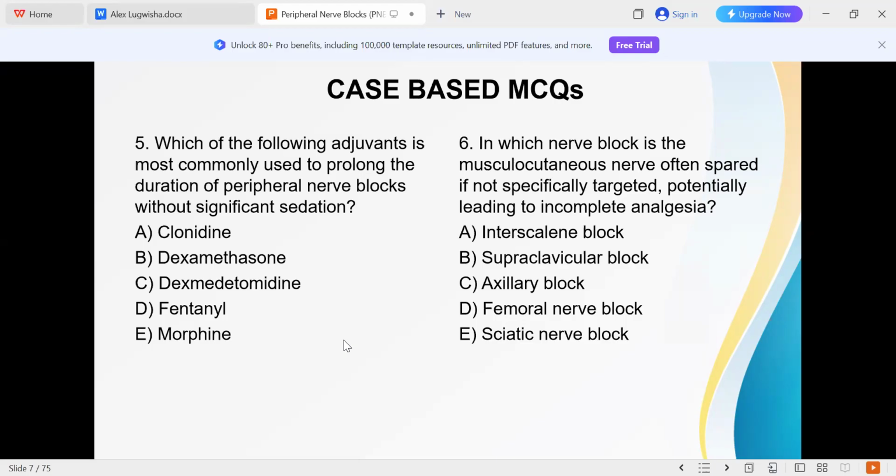Why must we look for the musculocutaneous nerve? Any reason? Yes, it branches away earlier. All right, if you are targeting the axillary nerve sheath, you will miss the musculocutaneous nerve. Where will you find it? In the belly of the coracobrachialis muscle. Beautiful, in the belly of the coracobrachialis muscle, correct.